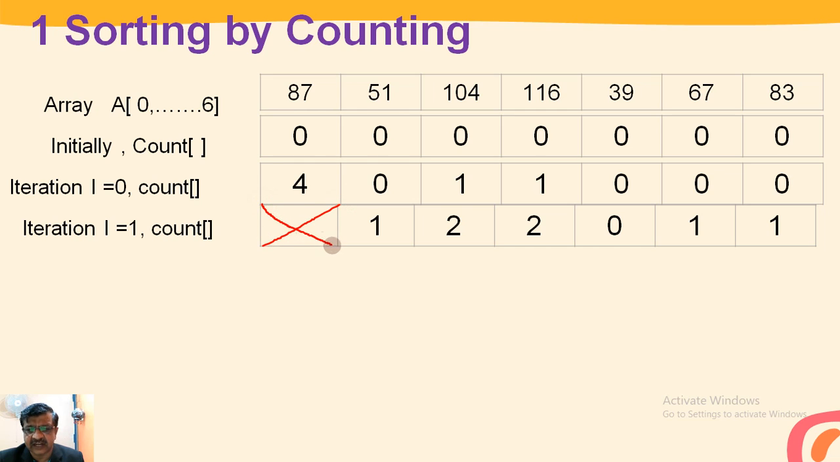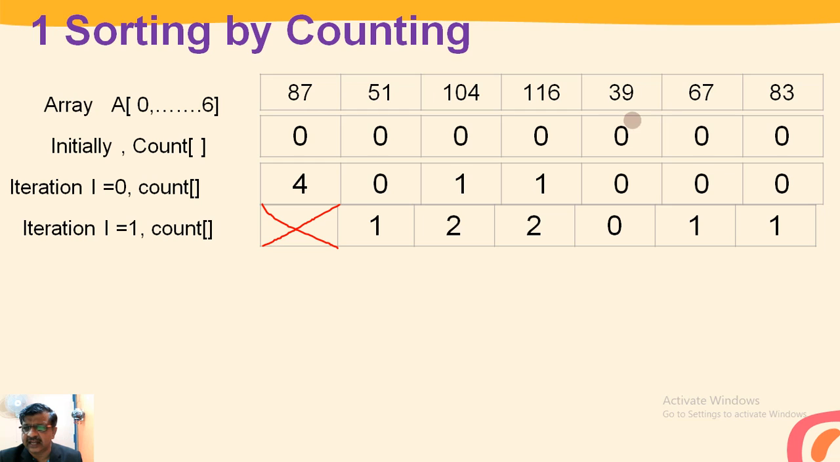So in the second iteration, we will make a count of how many elements are lesser than 51. Okay, for that we will start from 104. 104 is greater than 51, therefore 104 will be incremented. It will get another count. Okay, it will become 2, because 104 has 2 elements lesser than that. Therefore it will get the count. And 116 also will get 2.